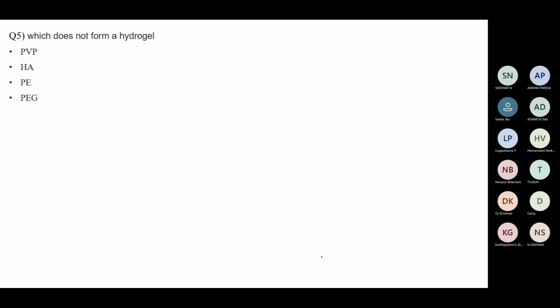Now moving to the next question, which does not form a hydrogel.